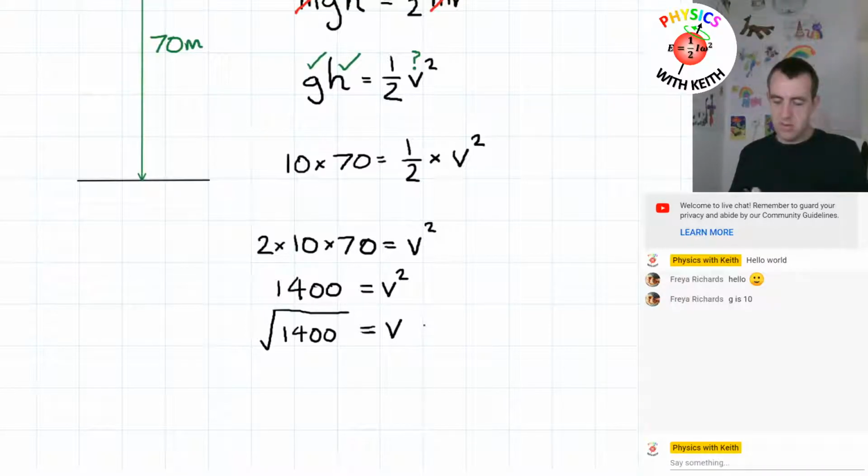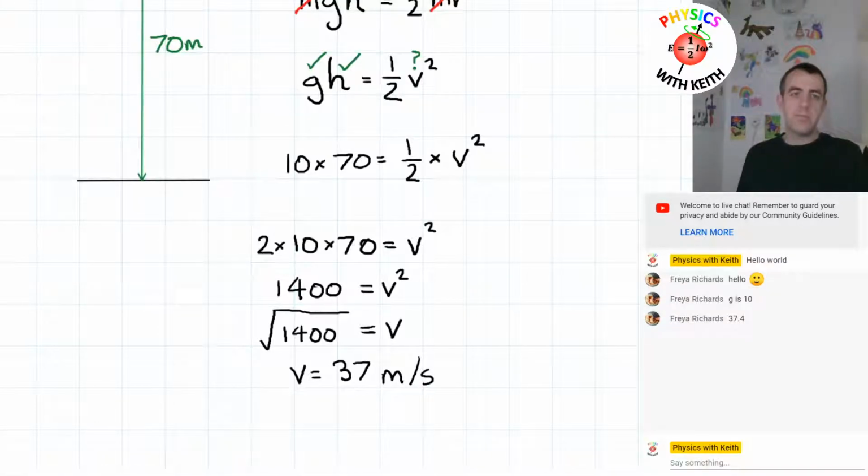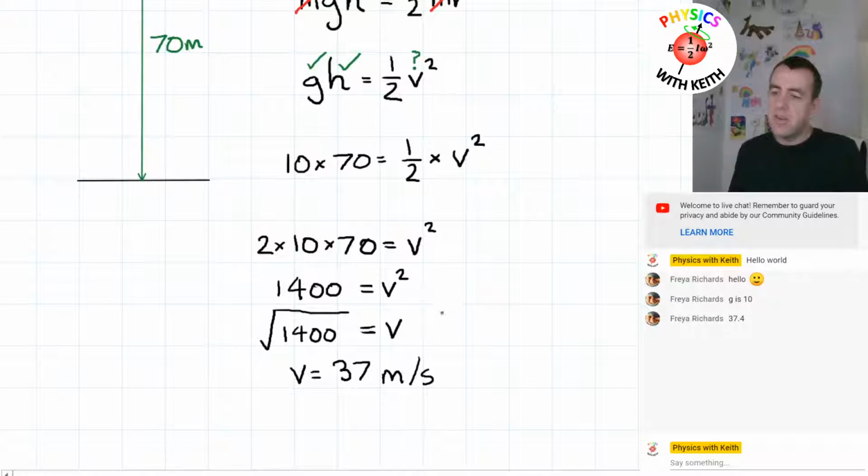So I'll do it in my calculator. Hopefully I've got 37 and a bit. Hopefully 37 and a bit meters per second. Fingers crossed I didn't make an arithmetic mistake. 37 to two significant figures, let's call it 37. And it said speed, so we'll call it meters per second. Yeah, 37.4, that's what I got. Thank you, Fran. So that's our approach.